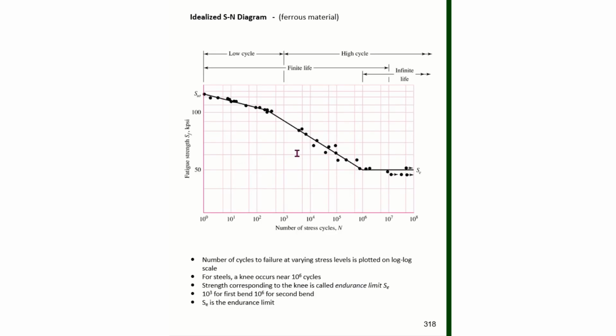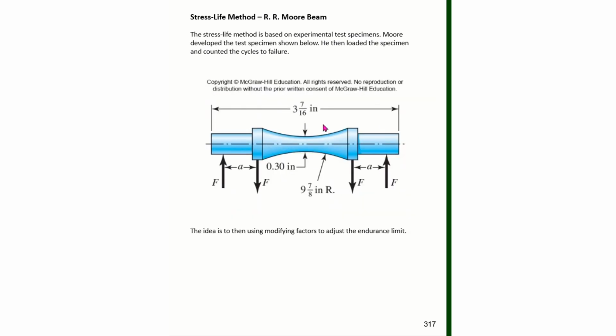And what he did is he plotted this diagram where on the vertical axis here we plot what we call the fatigue strength SF, and on the horizontal axis we plot the number of cycles to failure. And so at 10 to the 0, this curve starts at the SUT, which makes sense. If this specimen were to undergo one cycle before it ruptured and broke, that would be the ultimate strength of the material.